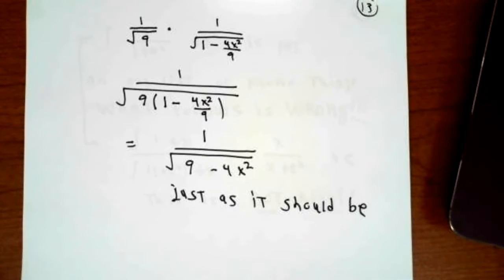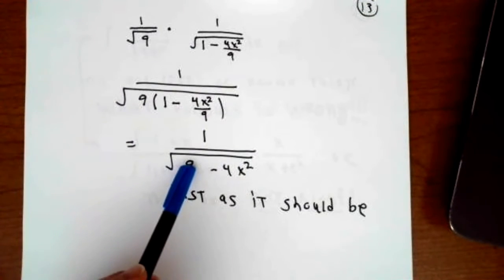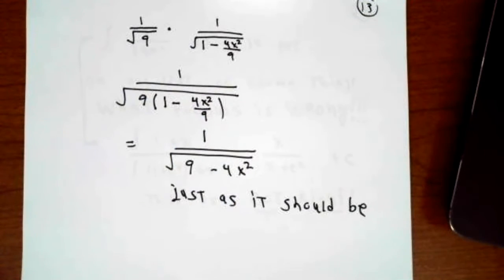I can write the factor of 1/3 out front as 1 over the square root of 9, because the principal square root of 9 is 3. Then if you use properties of square roots to combine this into 1 square root, and then use the distributive law, 9 times 1 is 9. 9 times 4x squared over 9 is 4x squared. We see that the derivative of our alleged answer is the thing that we were integrating. So this is right. This is correct.